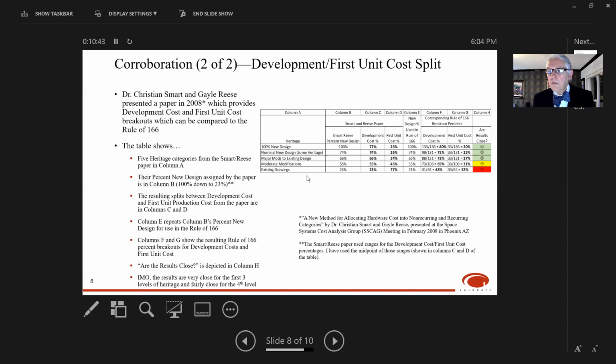And you can see that the first three were real close. I'm getting about the same, within a small accuracy bar, error bar, as what the data was in the Smart Gail Reese paper. It deviates a little bit for moderate modifications and then deviates more severely for existing drawings. But for three of the categories, at least, the rule of 166 is pretty consistent with their paper.